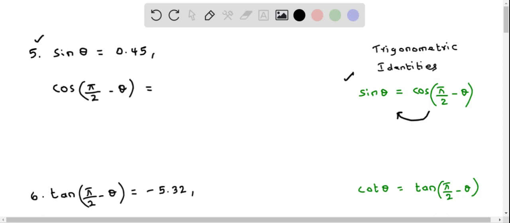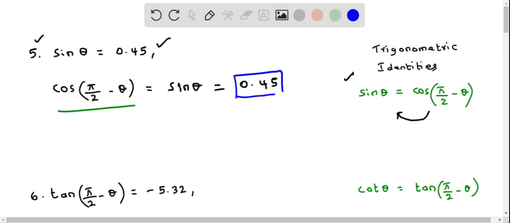So when we use this identity, here we have this cosine of pi by 2 minus theta. This is identical to sine theta. And we are already given the value of sine theta, and this equals 0.45. Therefore, cosine of pi by 2 minus theta equals 0.45.